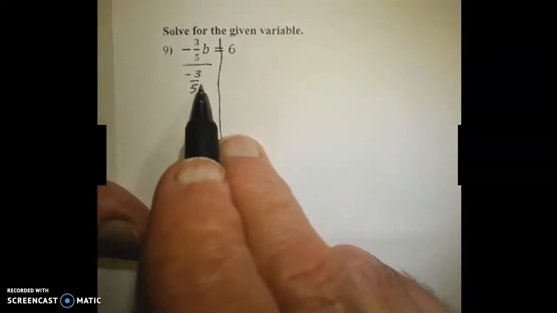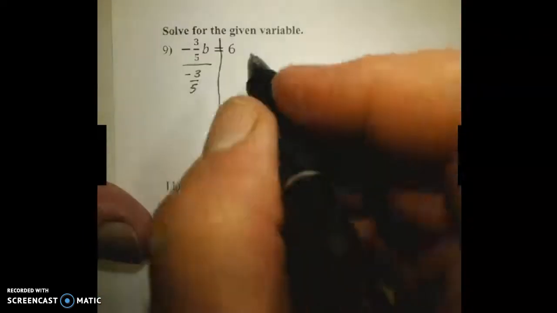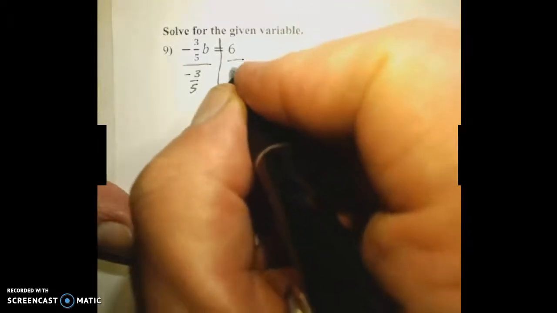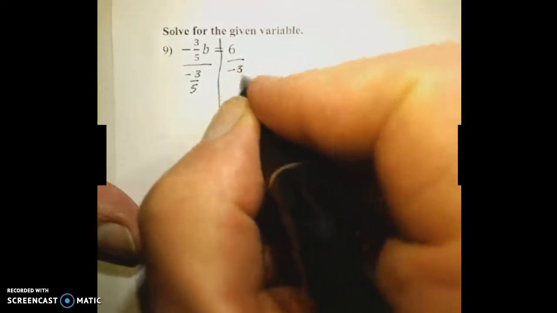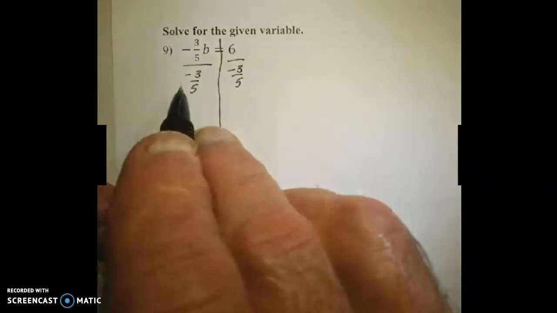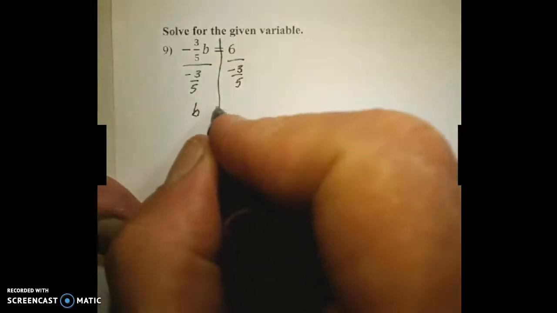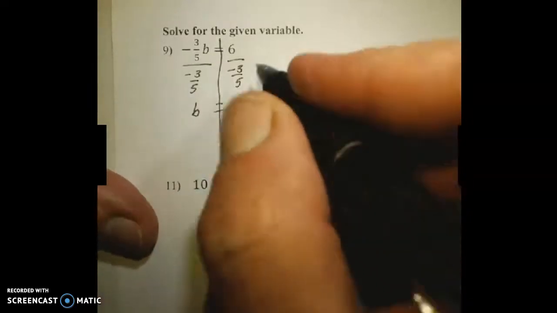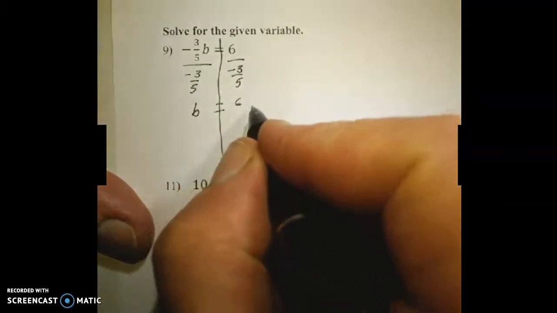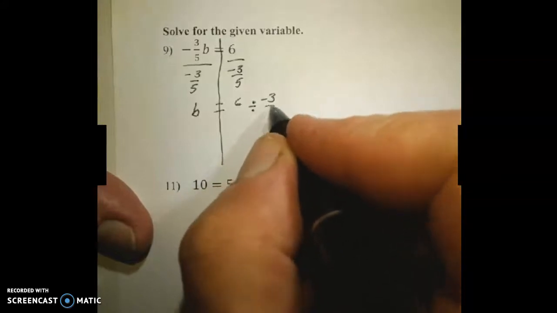We're dividing this side by a negative 3/5. To keep it balanced, to show the world that everything is still equal, you have to do the same thing over here. You need to divide by negative 3/5. On the left side, the b is going to be by itself. You get 1b. On the right, write this out. This is 6 being divided by a negative 3/5.